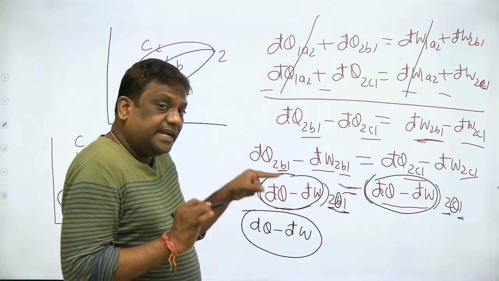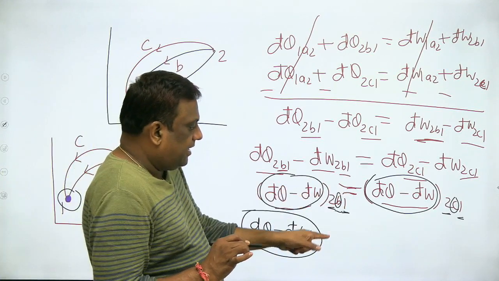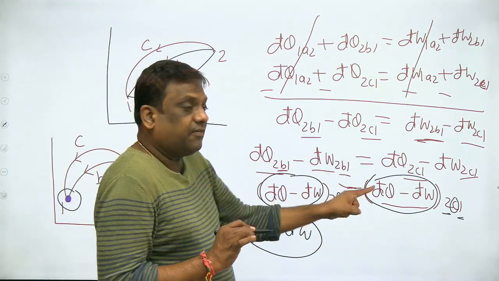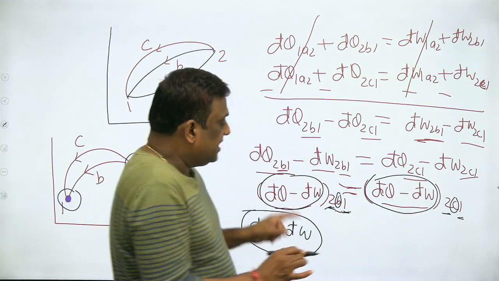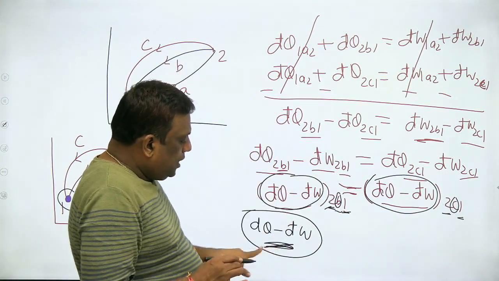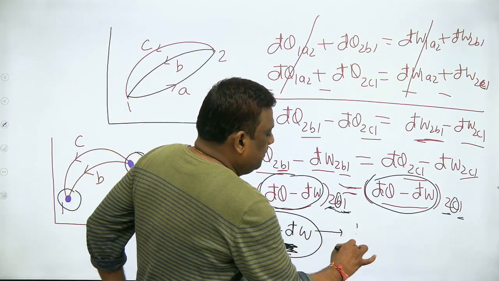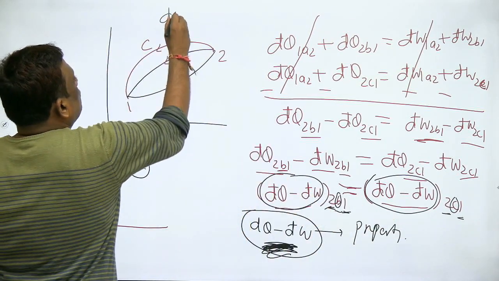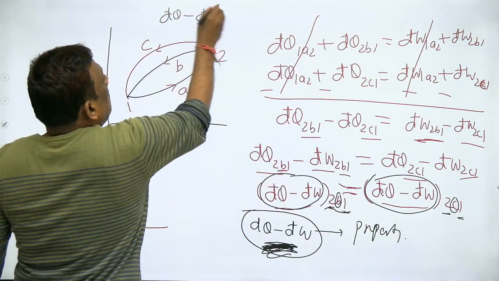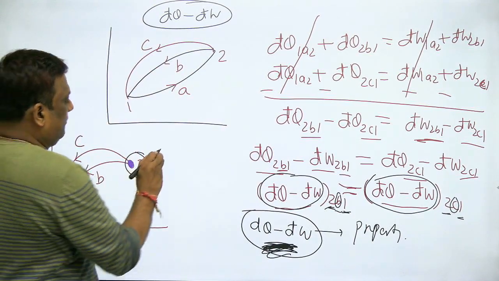If this quantity depended on path, and both the paths are different, then I should get not equal. But I am not getting not equal, I am getting equal. Means something is same: 2, 1, 2, 1. Means this quantity is depending only on points. It is not depending on path. That's why it should be a property. So d dash q minus d dash w must be a property, and that property we call energy.